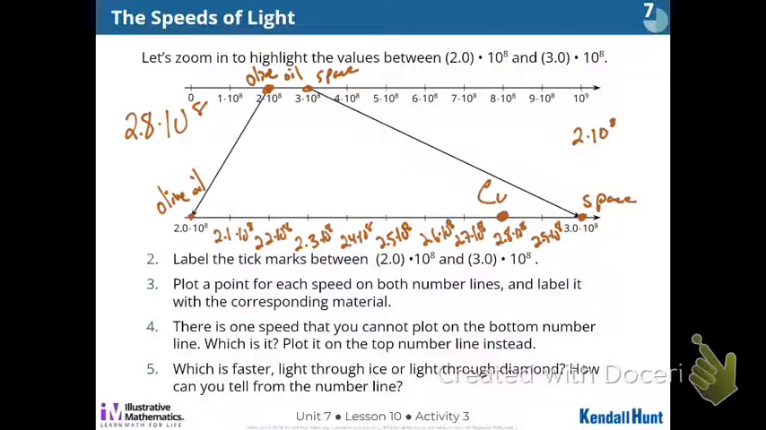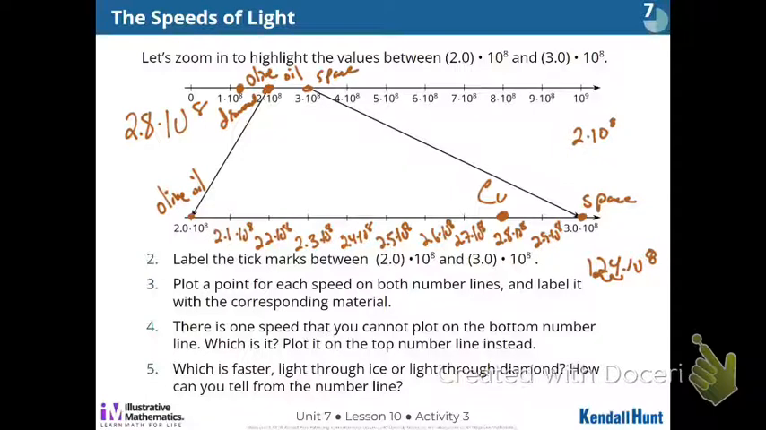What was diamond? 124 times 10 to the 6th. Yep. So what I'm going to do there is move that over 2 more and make that 10 to the 8th. 1.24 times 10 to the 8th, which is going to be somewhere like right here. So diamond's not in the zoomed in part.